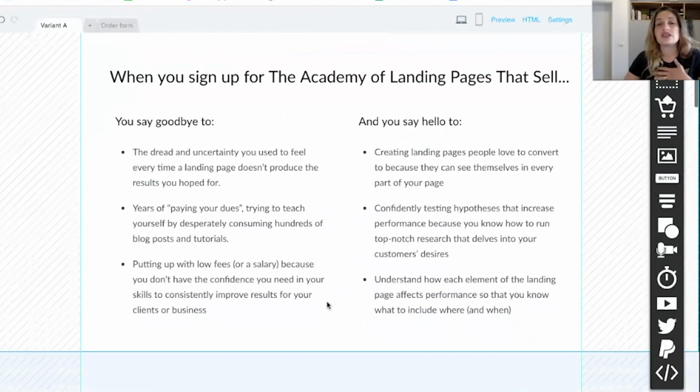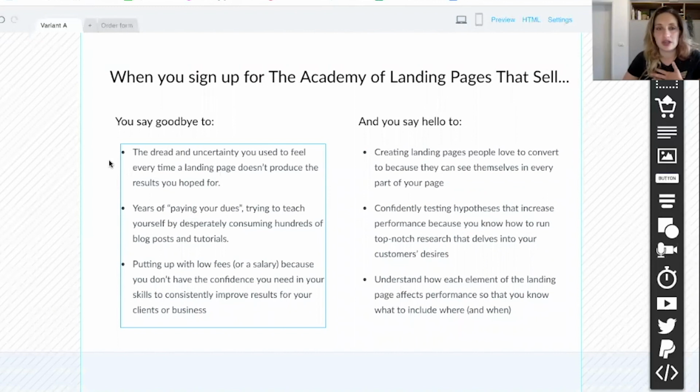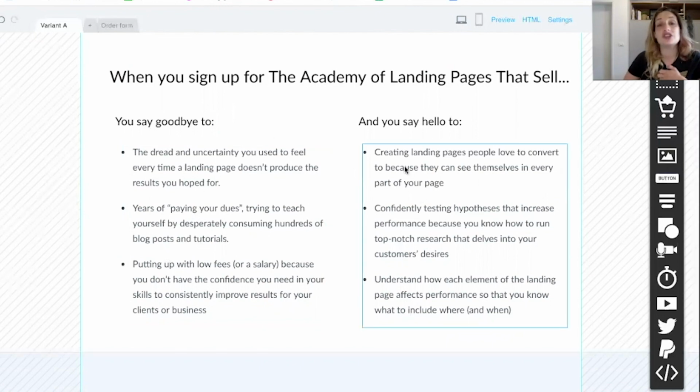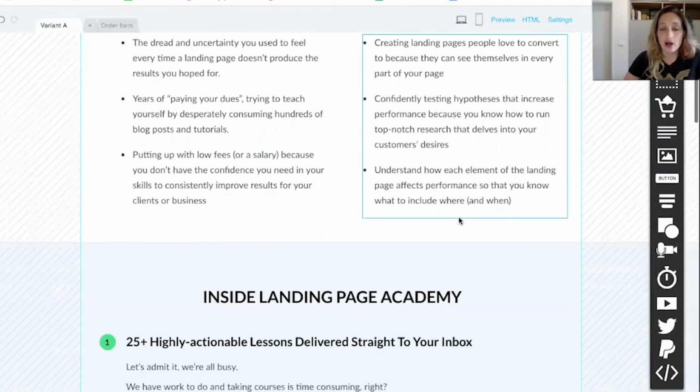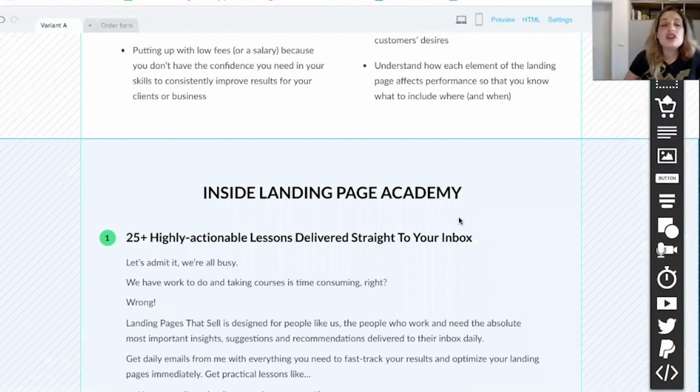And this is how it's easier for me to create these pages, because I know what people dread. I know how people feel when they try to create landing pages, and I know how they want to feel. So all of this is very powerful. So I strongly recommend really doing some research about your visitors or about your customers and clients in order to create a high converting funnel that will sell more of your product.